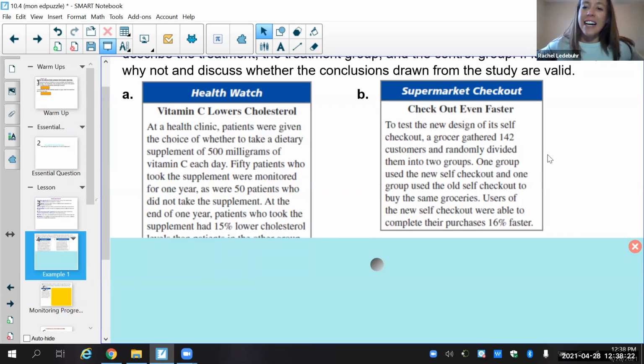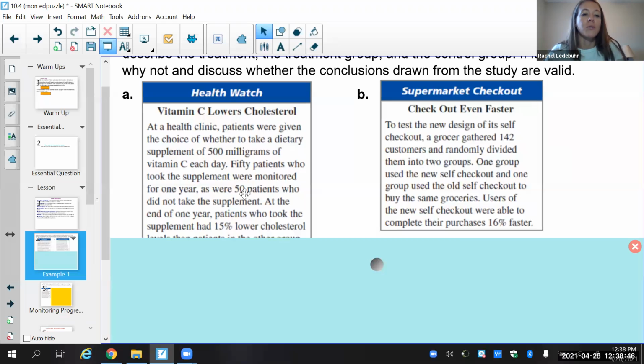To test out the new design of its self-checkout, a grocer, maybe like King Soopers or something, gathered 142 customers and randomly divided them into two groups. One group used the new self-checkout and one group used the old self-checkout to buy the same groceries. Users of the new self-checkout were able to complete their purchases 16% faster.